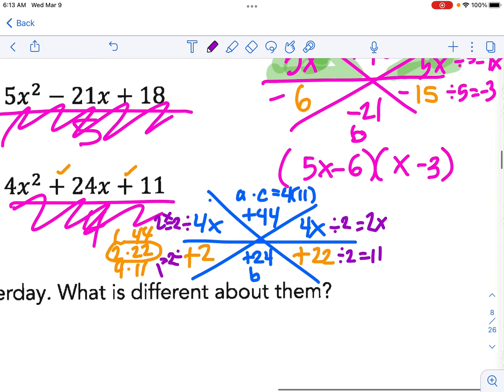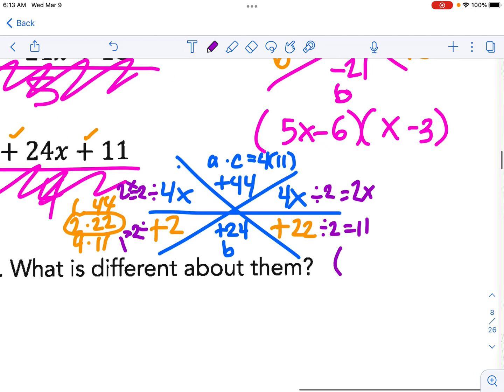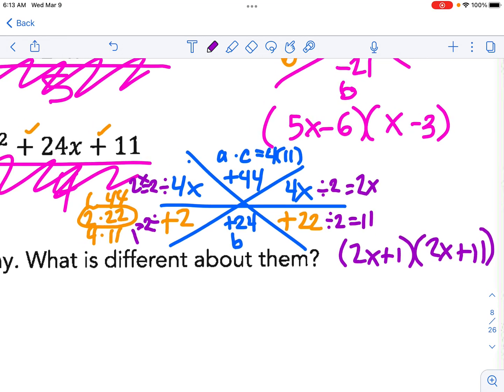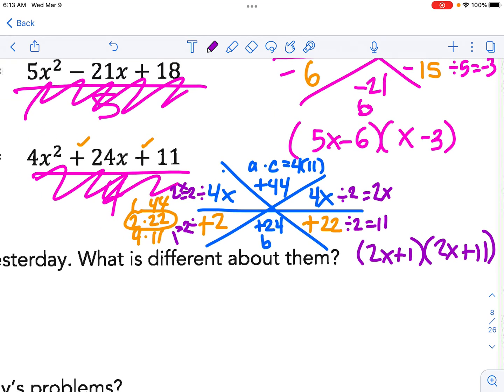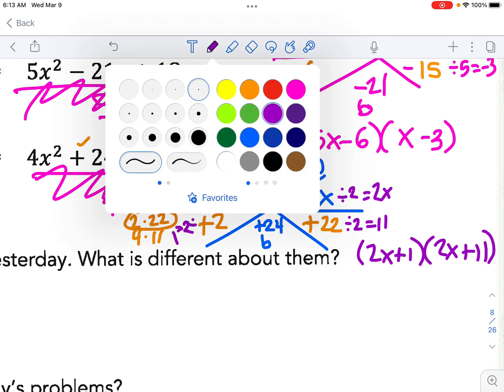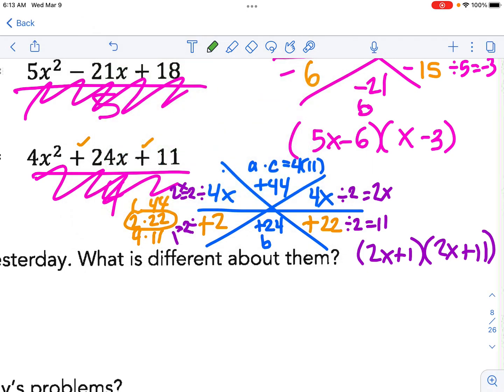And so now we're going to have 2x plus 1 and 2x plus 11. And now when I expand that out, I'll get that product of 4x squared plus 24x plus 11. You can always check yourself by going through the foiling process. All right, we can always come back here and say 2x times 2x is 4x squared. 2x times 11 is 22x.